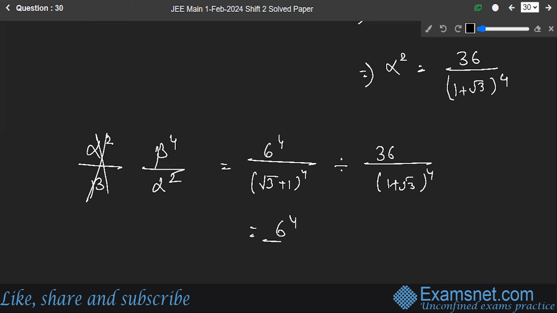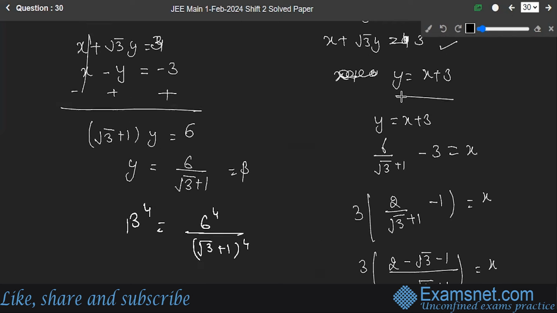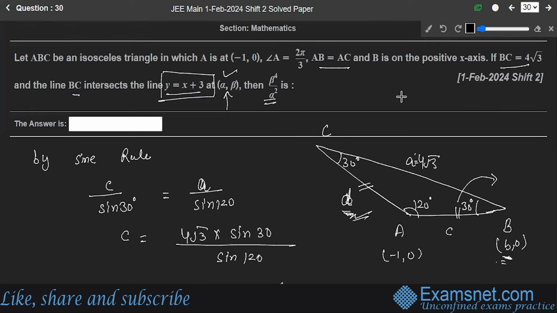This will be given by 6 power 4 upon root 3 plus 1 whole power 4 multiplied by root 3 plus 1 whole power 4, and this is 6 power 2. This and this will cancel, and you will get 36 as your answer. So this is the one, 36. This is the answer to the question. And students, with that, we have completed all the 30 questions of this paper.